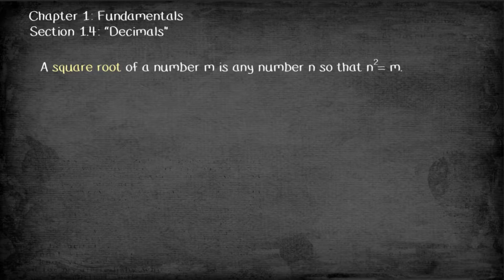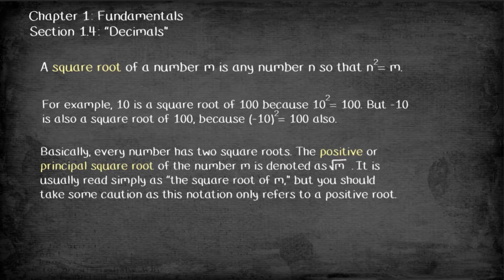Hey everyone, we're going to be finishing up section 1.4 on decimals with a very quick discussion about square roots. So a square root of a number m is any number n, so that n squared equals m. Now, if we wanted an example of that, 10 is a square root of 100 because 10 squared is 100.